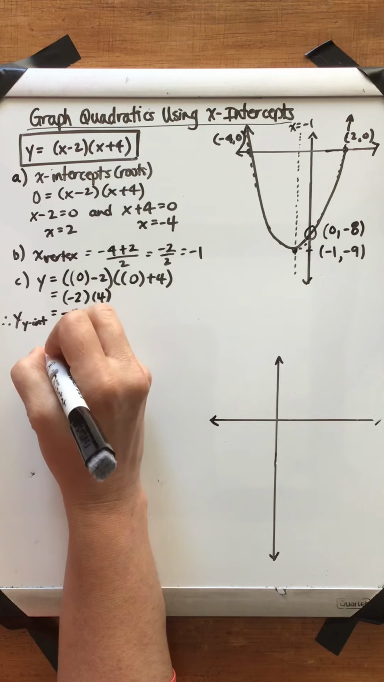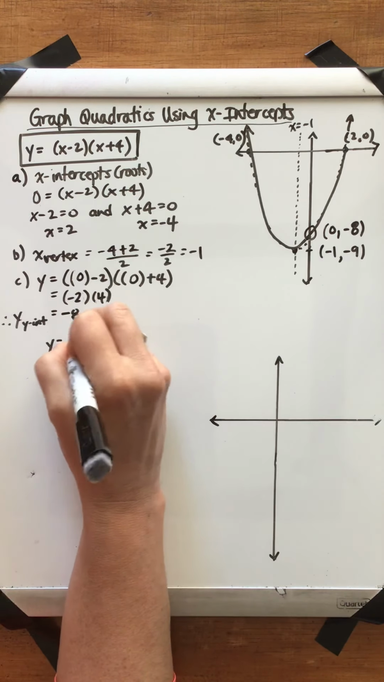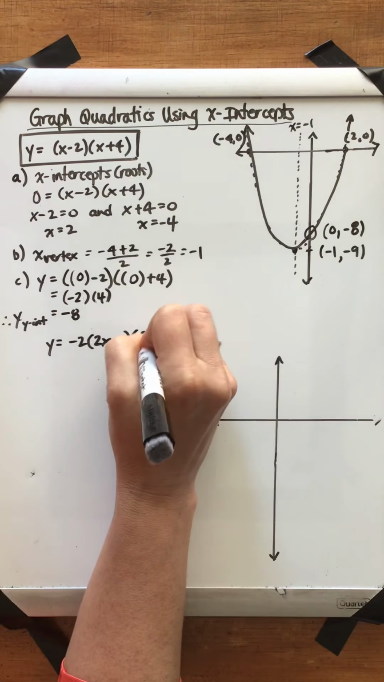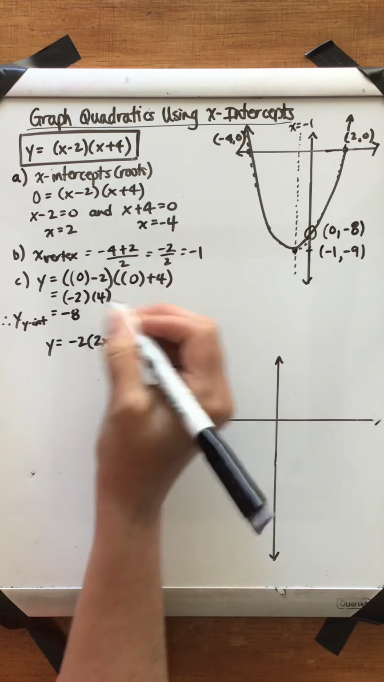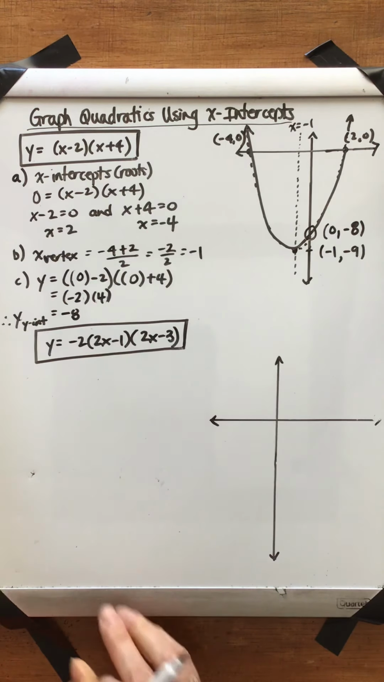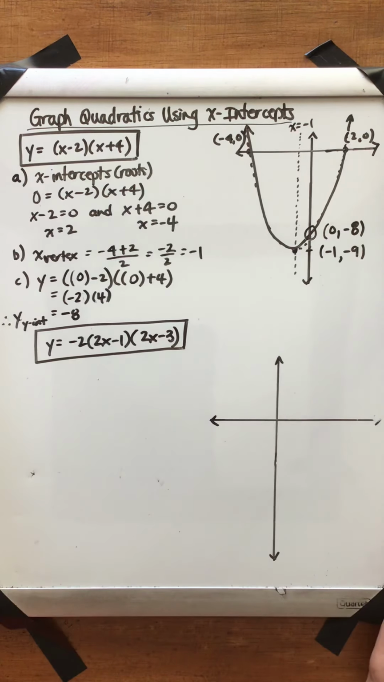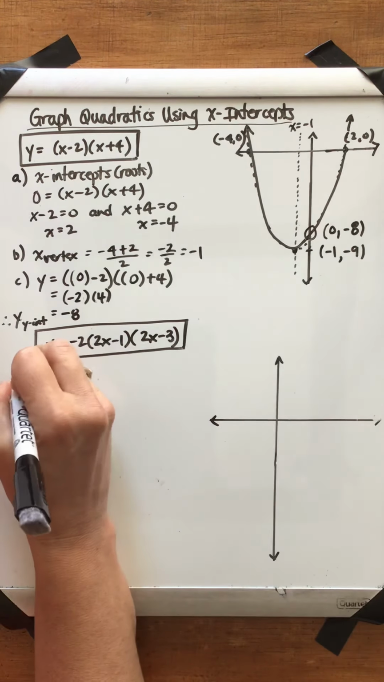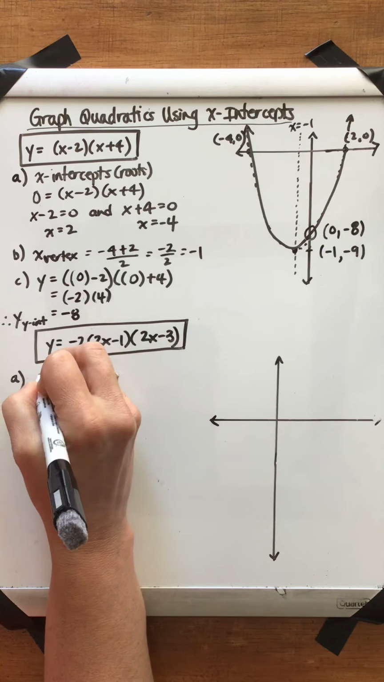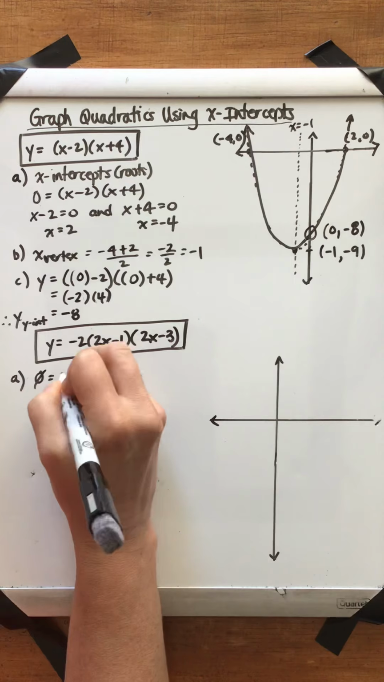This time, let's look at y equals negative 2 times (2x minus 1) times (2x minus 3). Here's our future equation, and let's do the same sequence of steps. Again, I'm going to plot them as I go as well so that I can see if everything is sensible. In order to find and plot the intercepts, or the roots, we need to let y be 0.